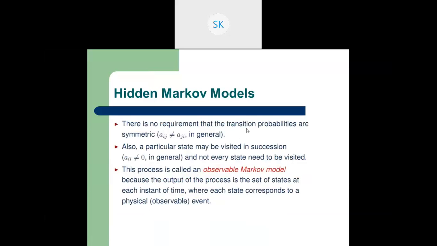So there is no requirement that the transition probabilities are symmetric. There is no requirement that A of ij is equal to A of ji, because we are moving from one state to another state, based on the evidence and the computations we have provided. So it is not necessary that it will be symmetric. It means that moving from 1 to 2, the probability need not be the same as moving from 2 to 1. So this is obviously not required.